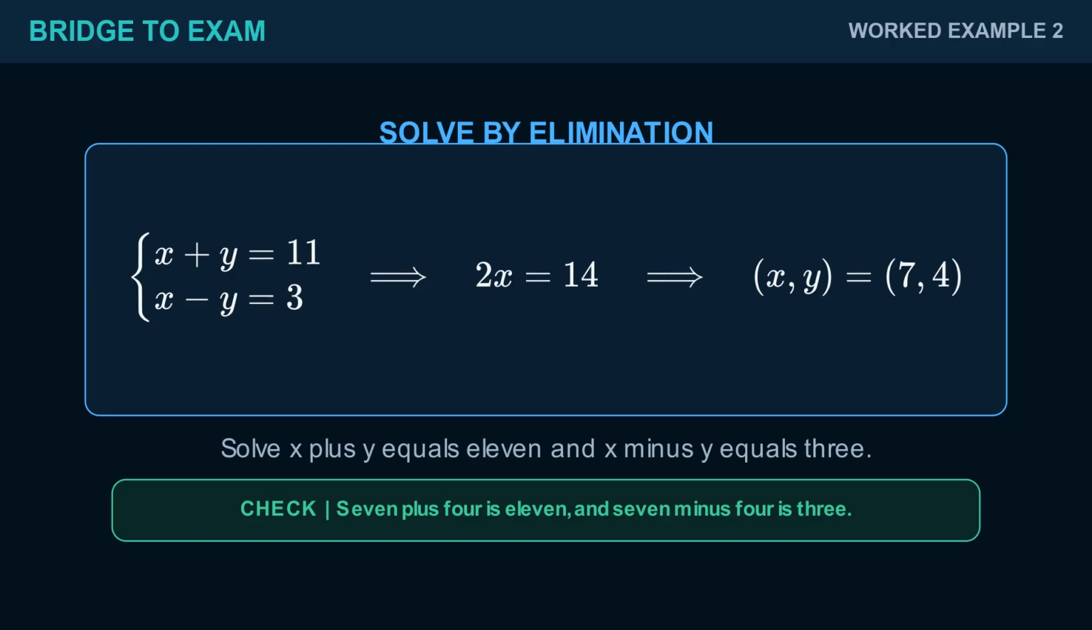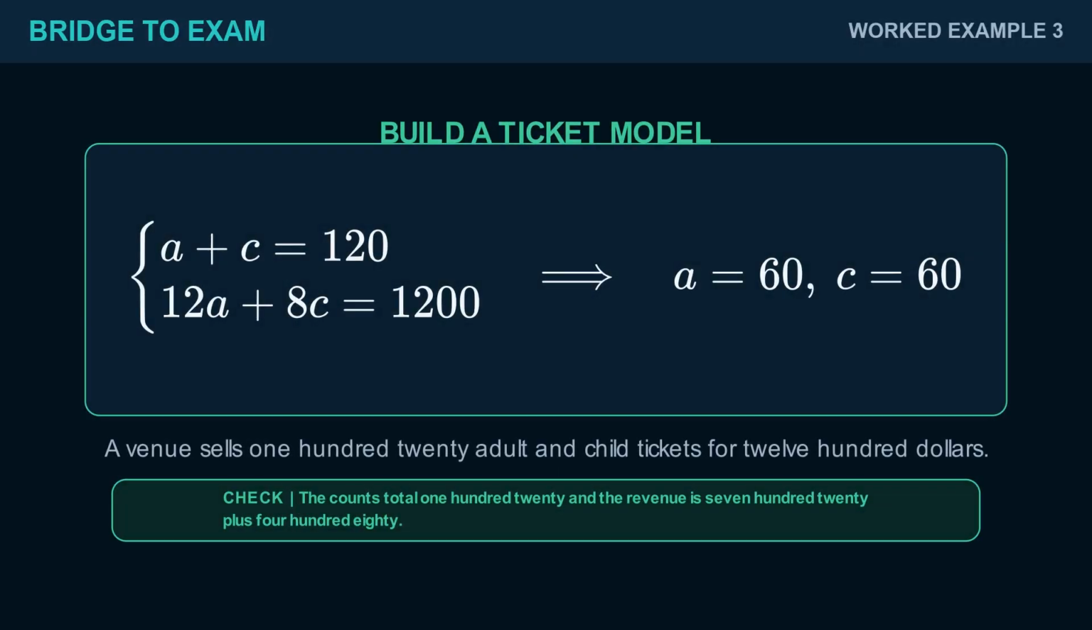Worked example 2. Solve x plus y equals 11 and x minus y equals 3. Add the equations to eliminate y. 2x equals 14, so x is 7. Substitution gives y equals 4. Check. 7 plus 4 is 11, and 7 minus 4 is 3.